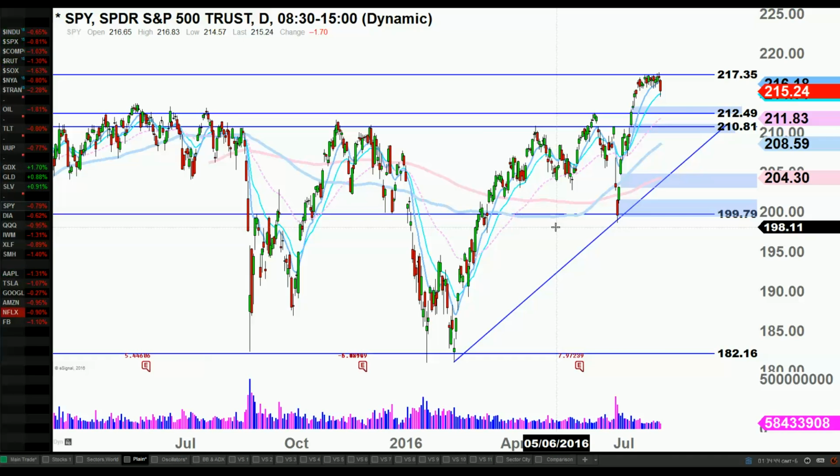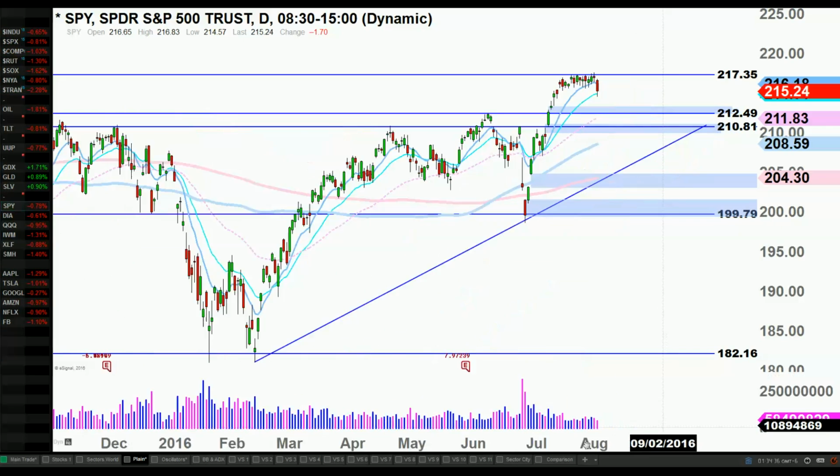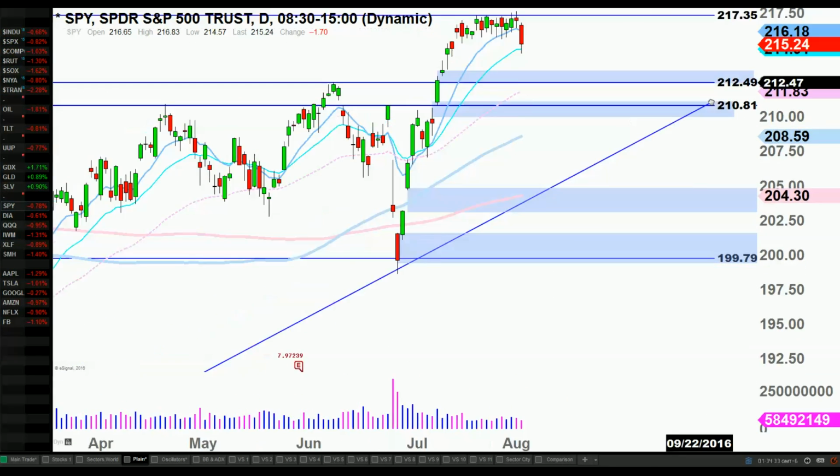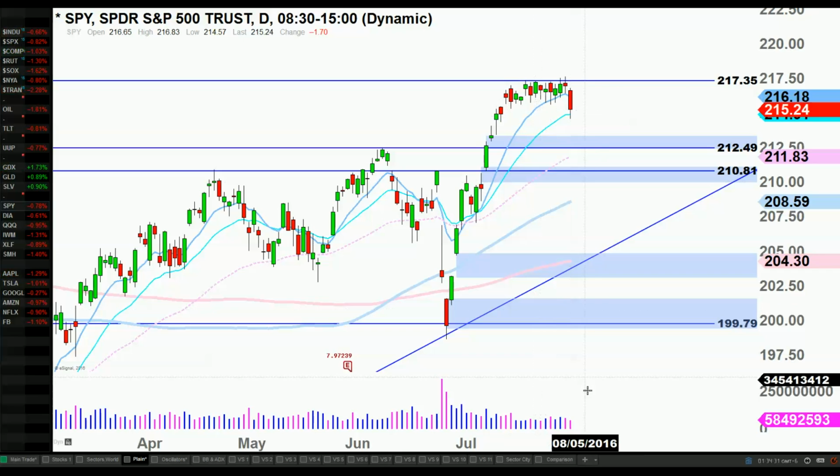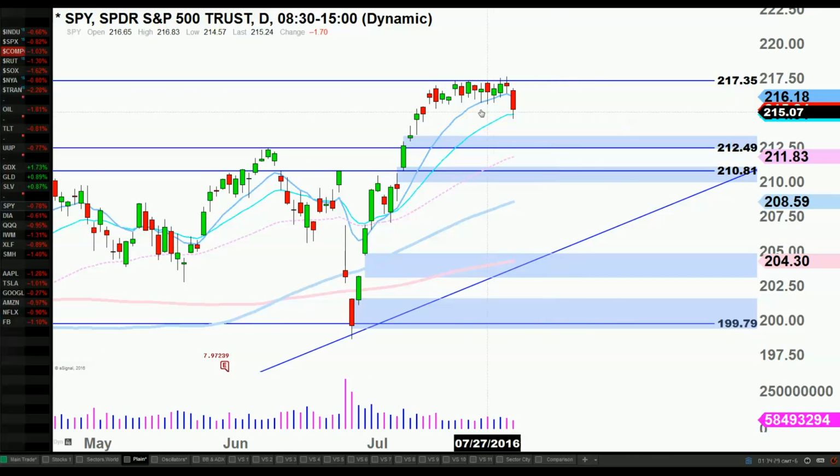Thanks for tuning in. I'm going to look at the market here and talk about why the market is pulling back. Currently you're looking at the S&P 500 daily chart, the SPY daily chart here. You can see that for the last 5-6 days or so we've been finding support right on that 10 EMA.